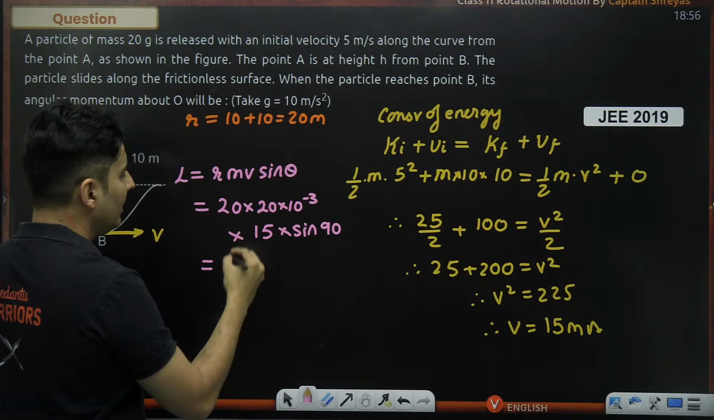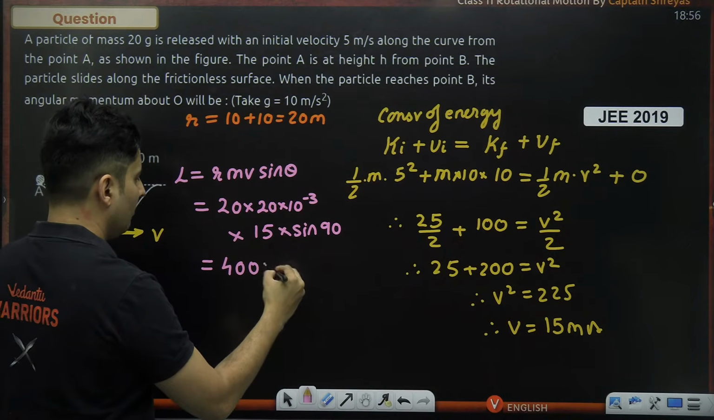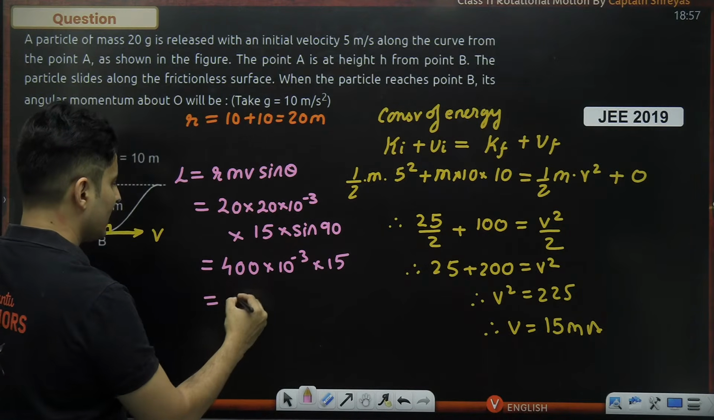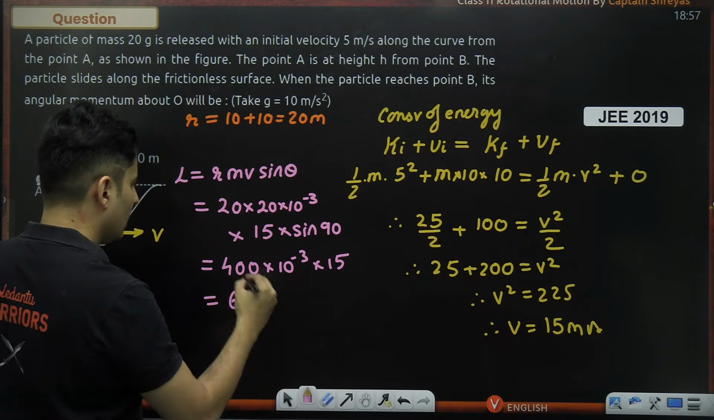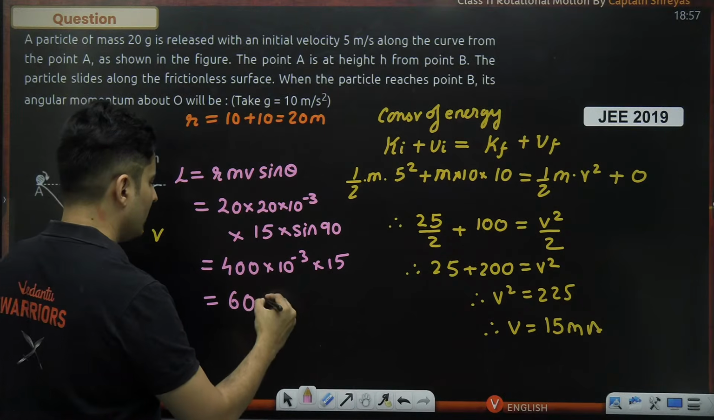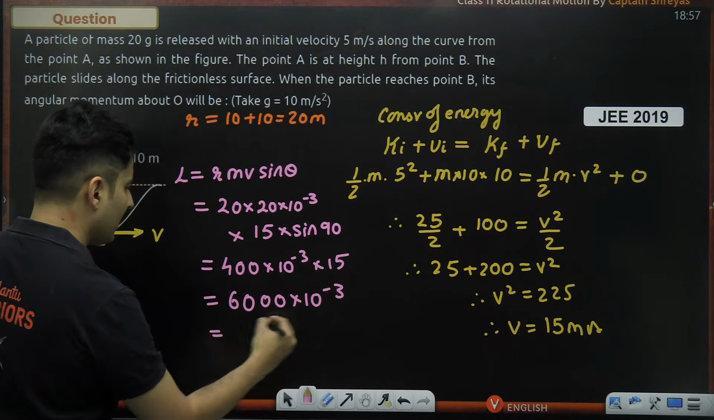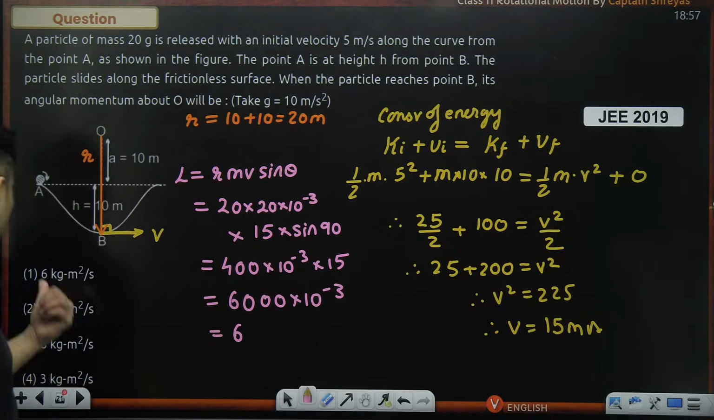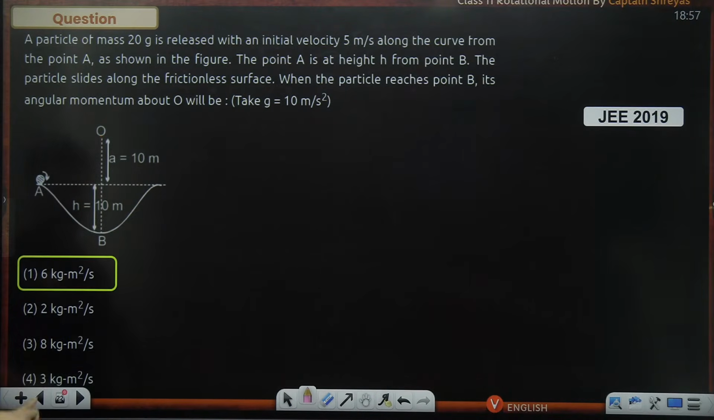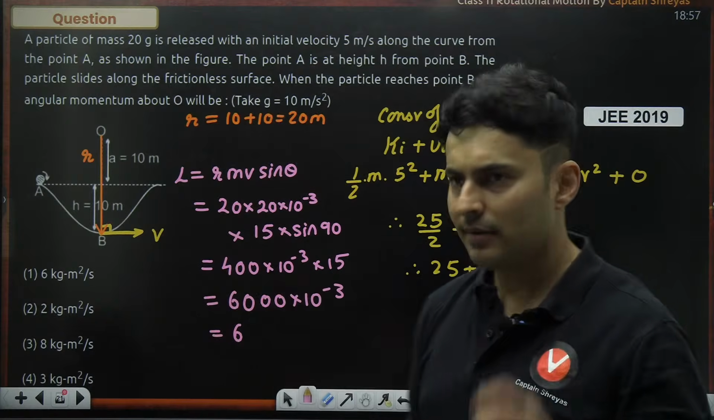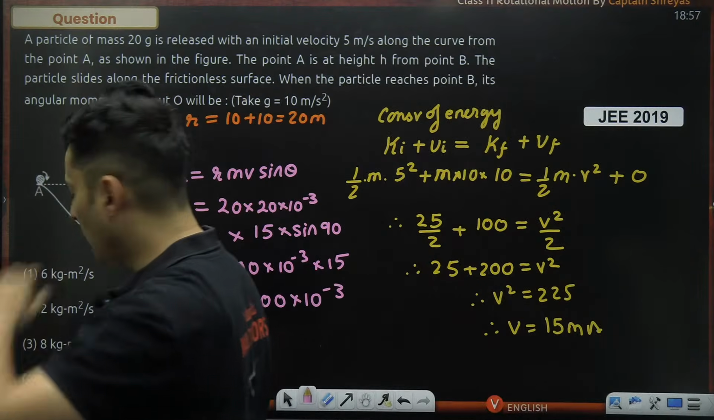20 into 20 is 400 multiplied by 10 to the power minus 3 multiplied by 15. 15 fours are 60. So 60 will be there, and you will have two more zeros and 10 to the power minus 3. So this will become basically just the number 6, which is the first option. So this is how you can solve this question. Okay, fair enough, simple.